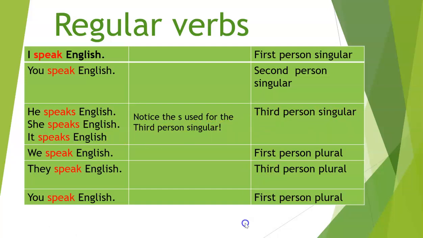And then just to finish off, we've got first person plural is we. Third person plural is they. And then first person plural is you. So you speak English. This one is what we call second person singular. This is if you are speaking to one person and you call them you. The last one is if we are talking to more than one person. And so in that case, it's called first plural.